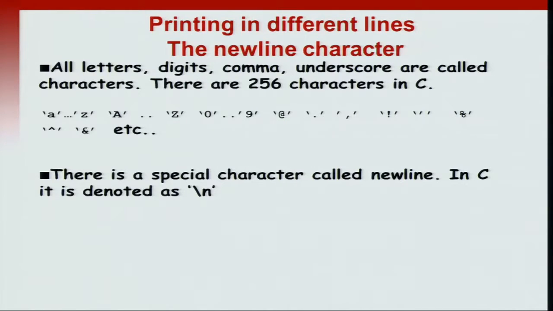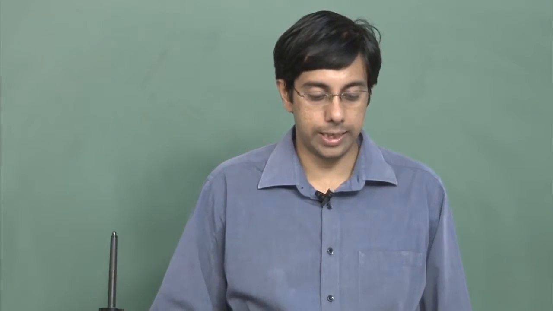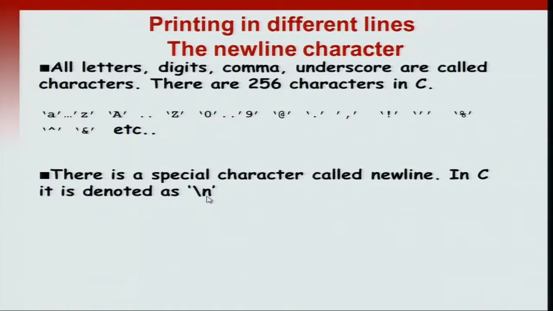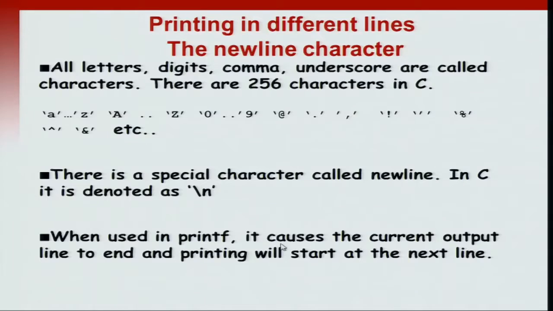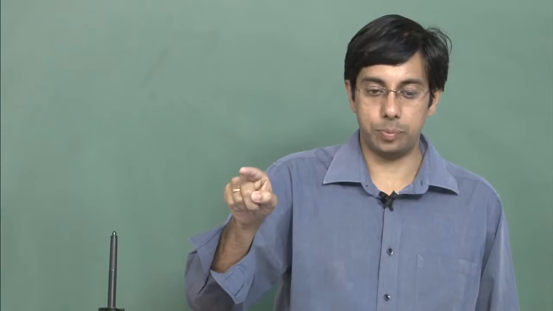Now, in addition to this, there are certain things called special characters. So, there is a special character called new line. In the C programming language, it is denoted as \n. Okay. So, notice that there are two kinds of slashes on your keyboard, and the new line character is denoted as \n. Okay. So, even though it is a single character, it is denoted by two letters. When used in printf, it causes the current output line to end, and then printing will start from the new line. Okay. So, it is something which says the current line has ended. Now, whatever you have to print, print it on the next line.